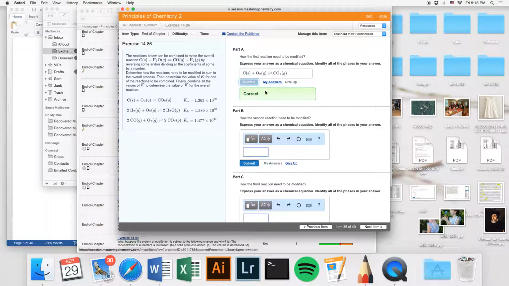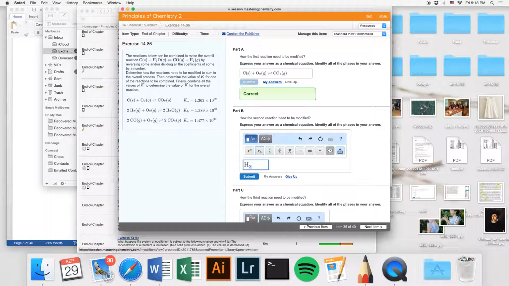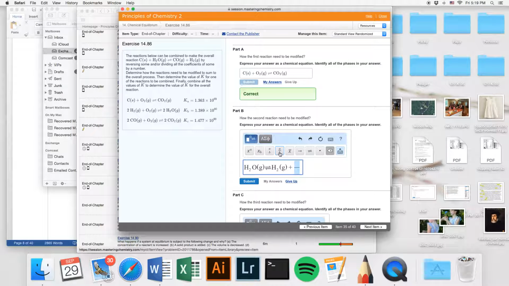Green. Okay. The next one, we said, oh, this needs to be turned around and cut in half. So if we turn this around, it's going to be H2O gas, plus, or rather nothing. Yeah, nothing. That's the only reactant. Gives H2 gas plus 1/2 O2.